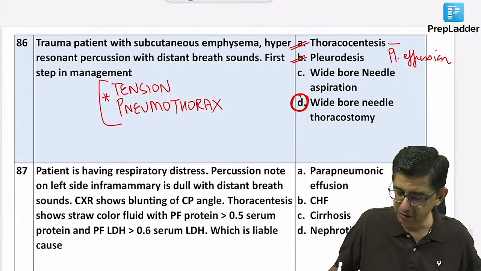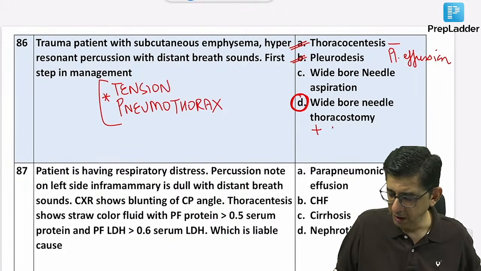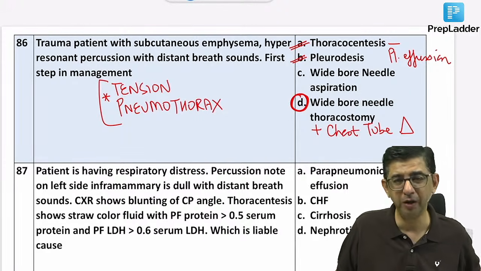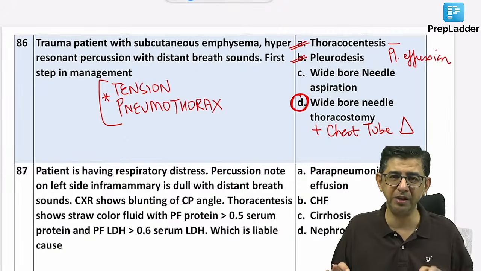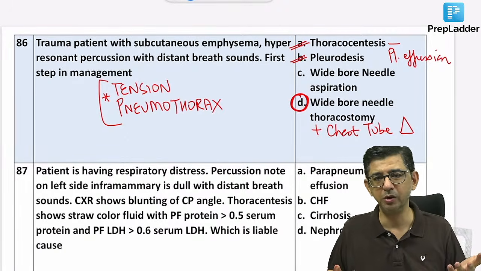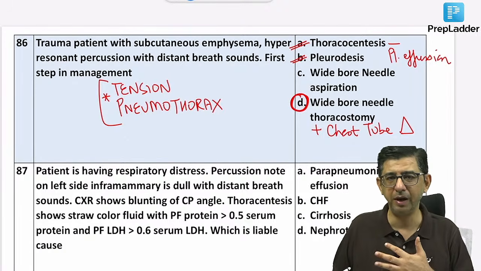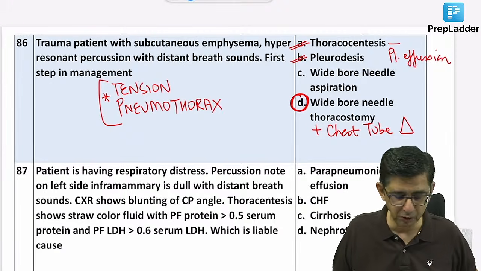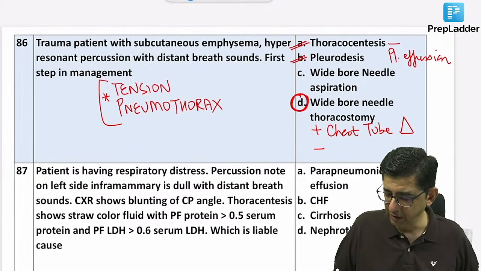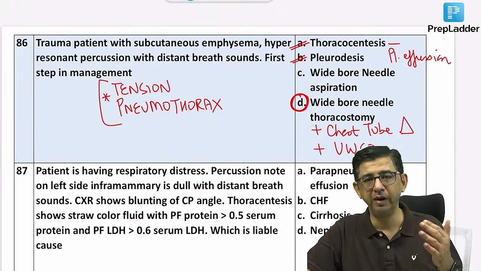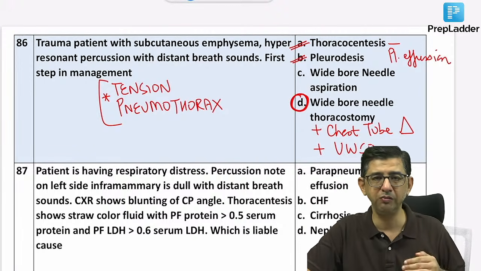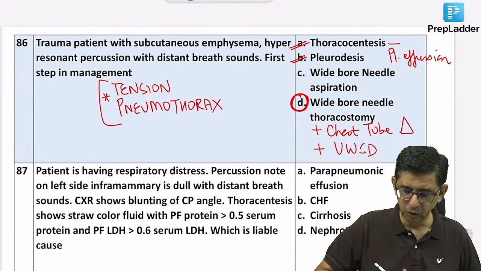So it is a wide bore needle thoracostomy, and then we are going to put in a chest tube. The chest tube would also be put in the triangle of safety. I'm not going into the boundaries; I'll say them verbally only: latissimus dorsi posteriorly, pectoralis major anteriorly, and the fifth intercostal space. After that, we will attach this to underwater seal drainage. So there are a total of three things being done: wide bore needle thoracostomy, followed by a chest tube, followed by underwater seal drainage.